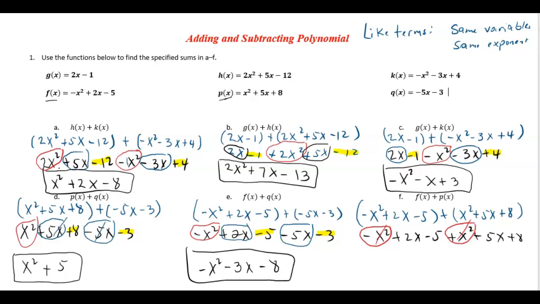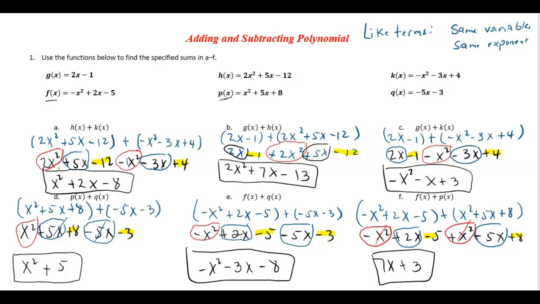So let's check for the second one. We got positive 2x here, and we got positive 5x here. So 2x plus 5x will be 7x. And then we have a negative 5 and a positive 8. Negative 5 plus 8 will be plus 3. And that's it. Okay. So this is all for adding polynomials.